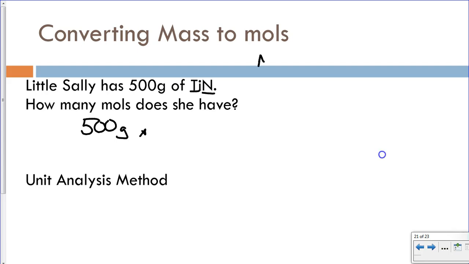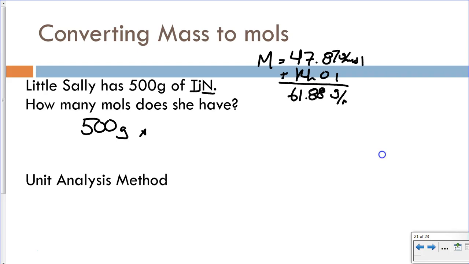So we need to find the molar mass of this first. We have titanium, which is 47.87 grams per mole, and we would add that to our nitrogen, which is 14.01, and we get an answer of 61.88 grams per mole.